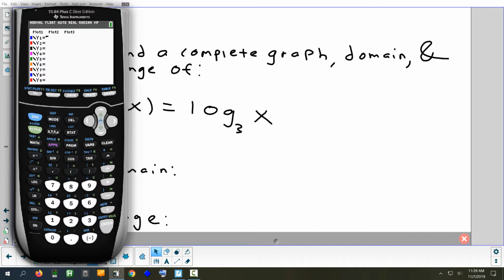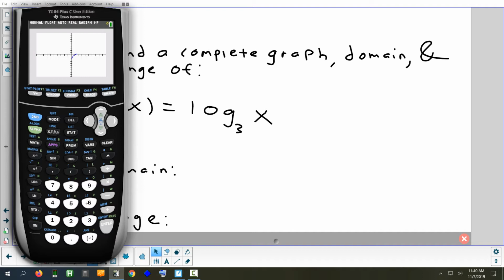Would it be ln of 3 over x, or is it x over 3? X over 3. X is higher than the 3. So it's argument over base. So the thing that's higher always goes on top. ln x over ln 3. You could have done log x over log 3, same thing. Okay, let's do zoom 6.